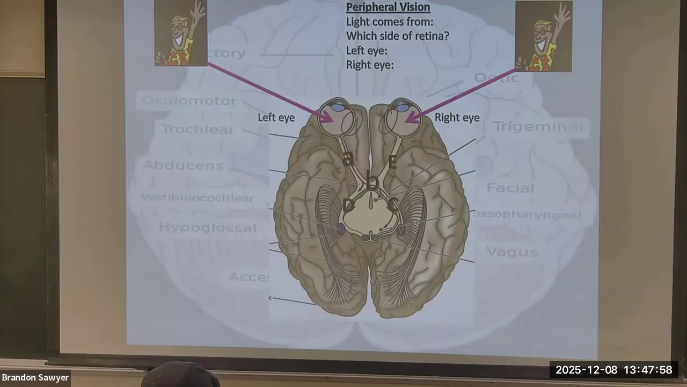Okay, so light is coming from the outside, or the periphery. All right, so on the left eye, it's going to be medial. Right eye, it's also going to be medial. Okay. And the bottom line is all of it has to cross through the optic chiasm with peripheral vision. And we'll talk about a clinical implication of that in a sec.